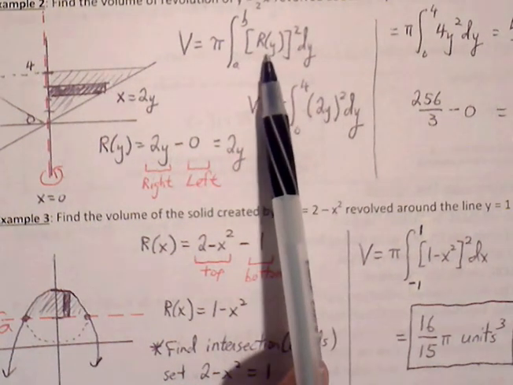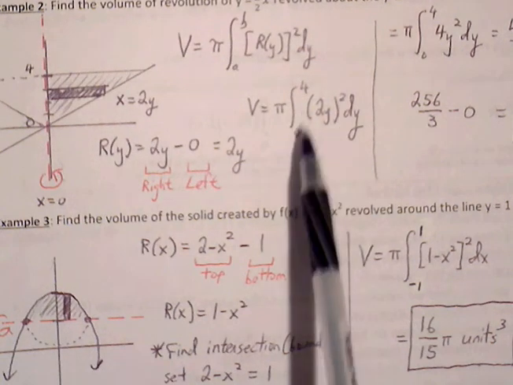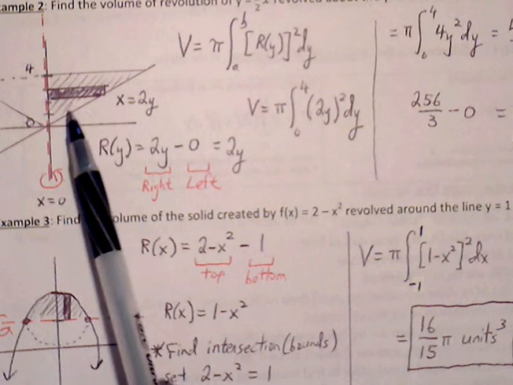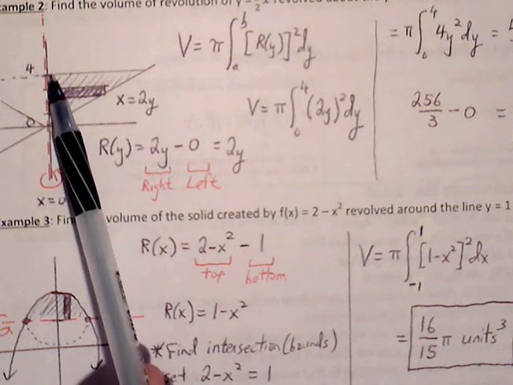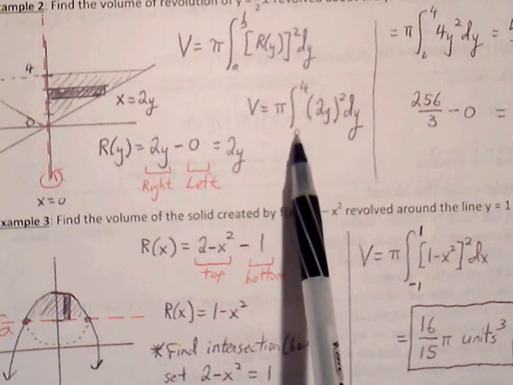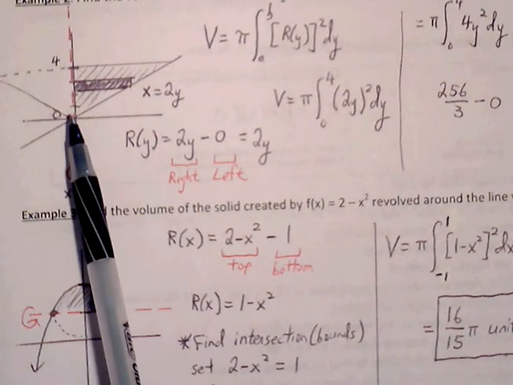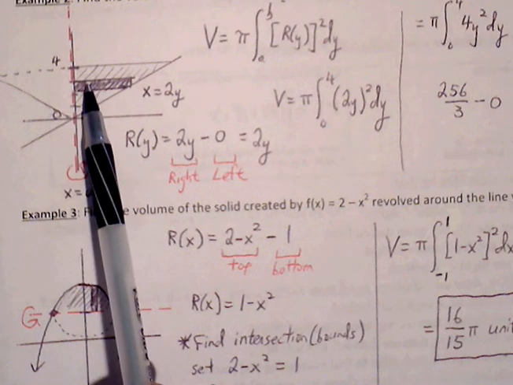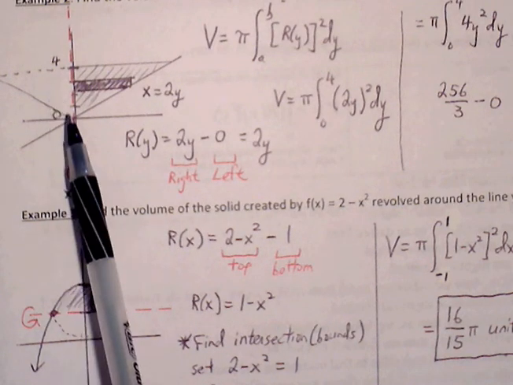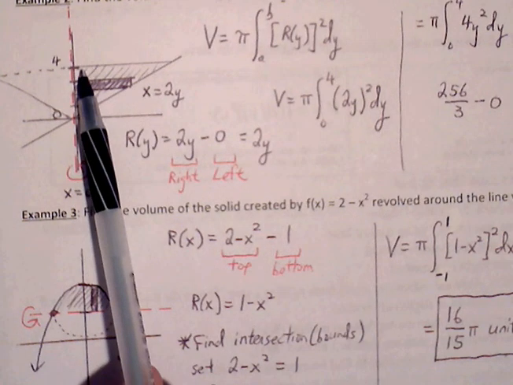So big R of y squared will be 2y, quantity squared, from 0 to 4, because 0 is the lowest y value and 4 is the highest y value. Remember, everything has to be in terms of y, so even our bounds have to be in terms of y. So imagine you're stacking these horizontal cylindrical discs from 0 all the way up to 4.